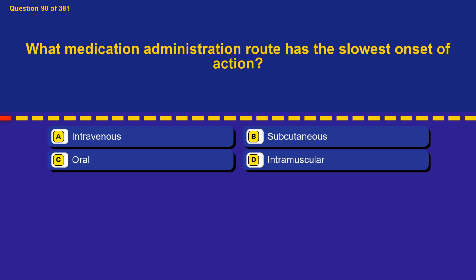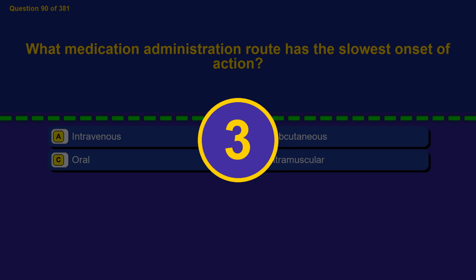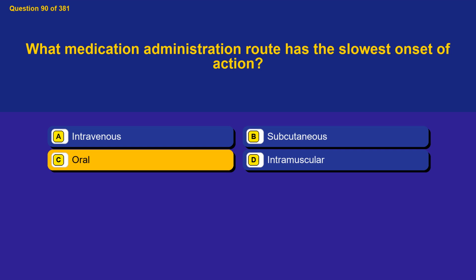Question 90. What medication administration route has the slowest onset of action? Option A, intravenous. Option B, subcutaneous. Option C, oral. Option D, intramuscular. The correct answer is option C, oral.